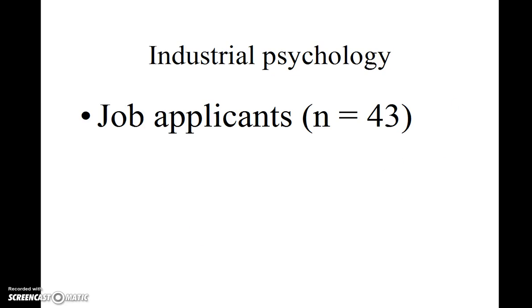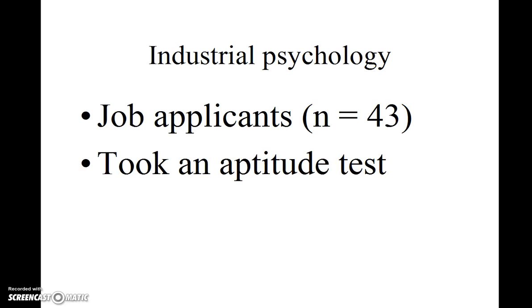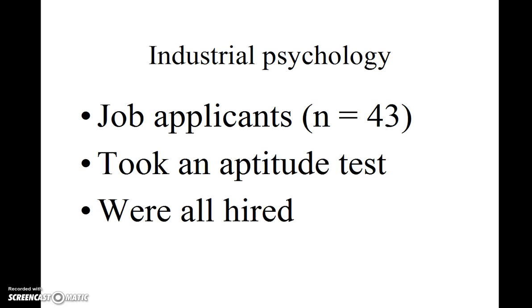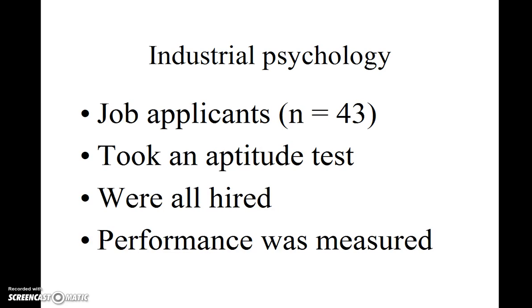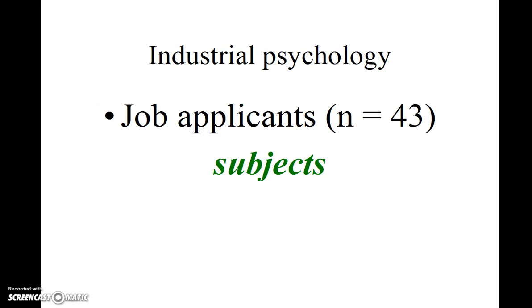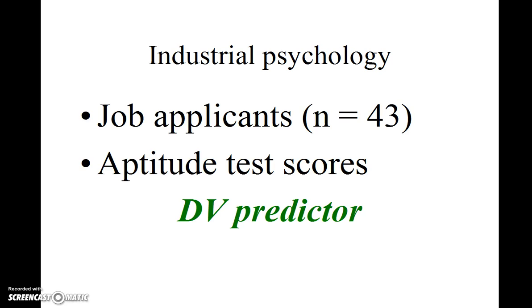For example, let's take this research from industrial psychology. Suppose we have 43 job applicants. They all took an aptitude test. All the applicants were then hired, and a year or so later, the performance of each worker was measured. Well, the job applicants would be the subjects of this research. The aptitude test scores would be a measure of their performance, and so therefore that would be a dependent variable.